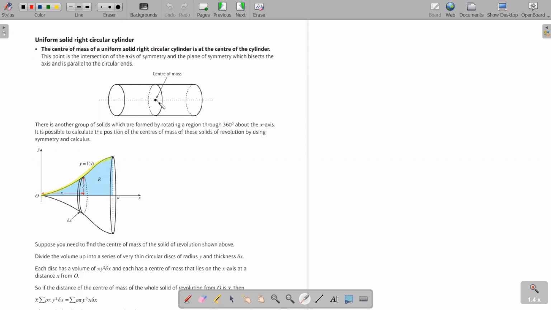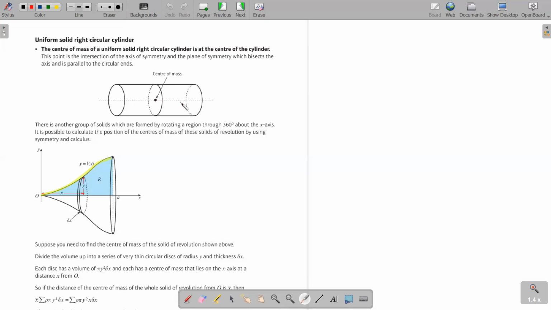Why? Because in this kind of shape, you can see there is a symmetrical plane in the middle, and there's another symmetrical plane that goes through exactly. So you have two planes of symmetry meeting each other. So definitely, where the planes of symmetry meet is surely going to be the center of mass, right, guys? So that's really obvious.